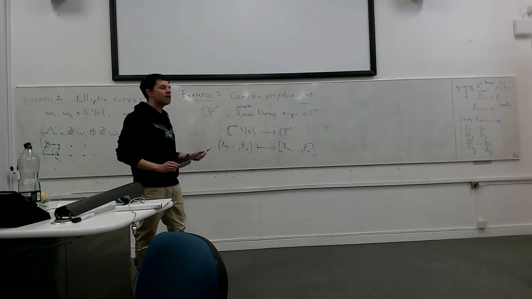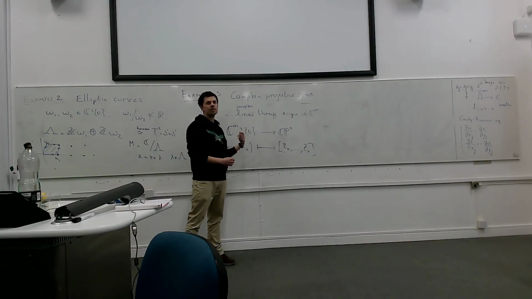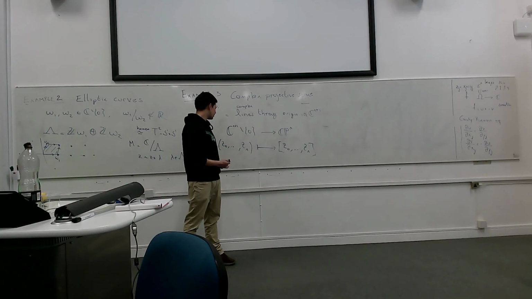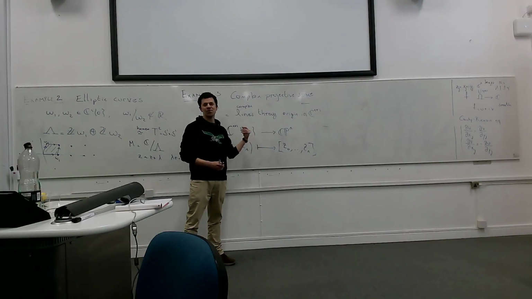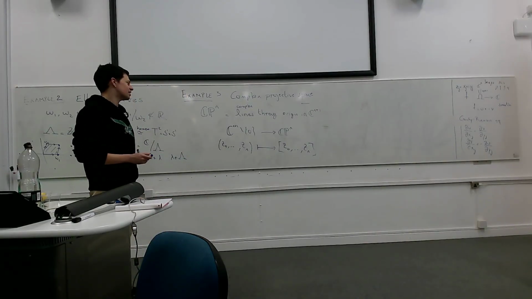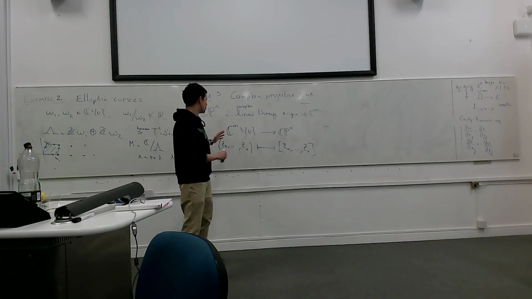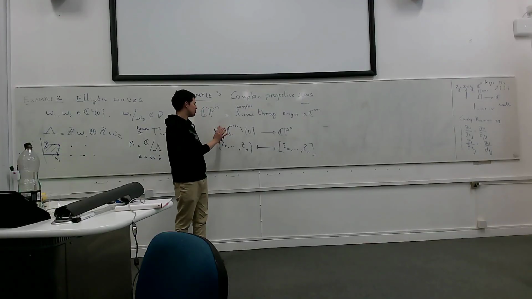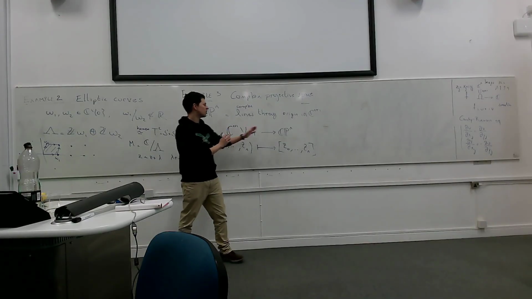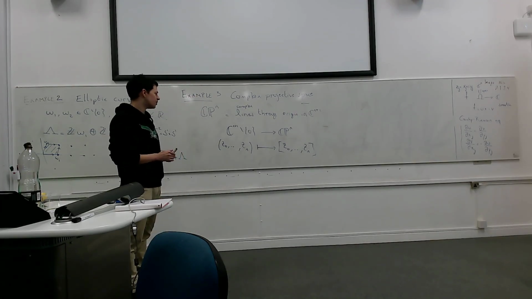And then this is a topological space with the topology induced from this projection, the quotient topology. It's a compact topological space, because the image of the unit sphere in C^(n+1) covers all of it. So it's the image of a compact set, hence compact.